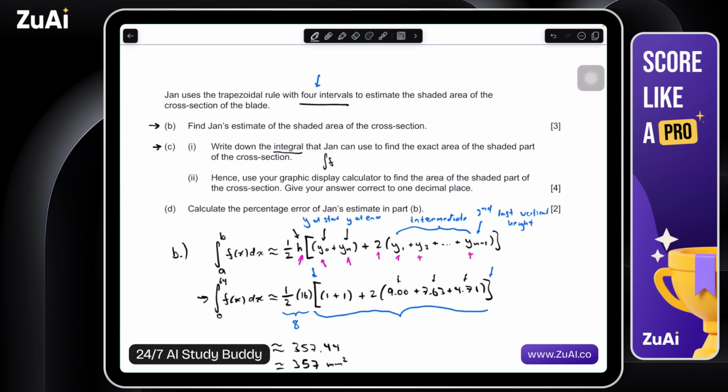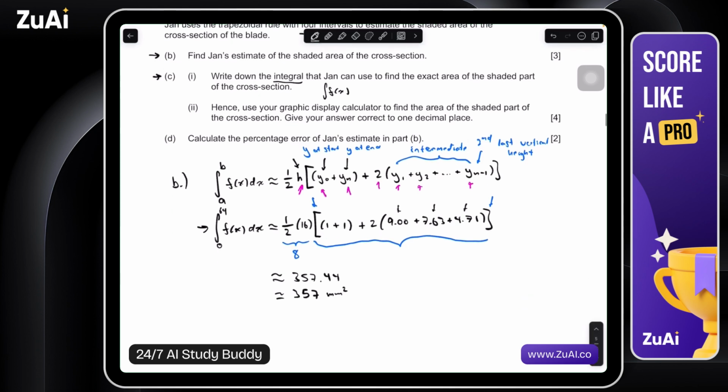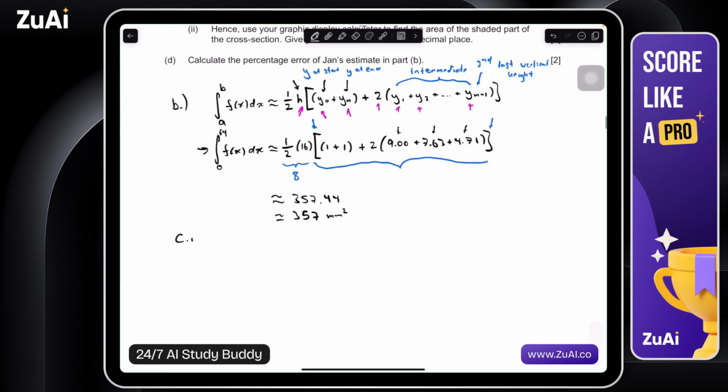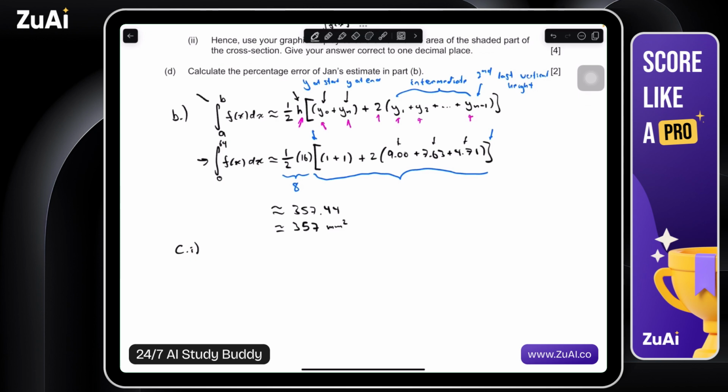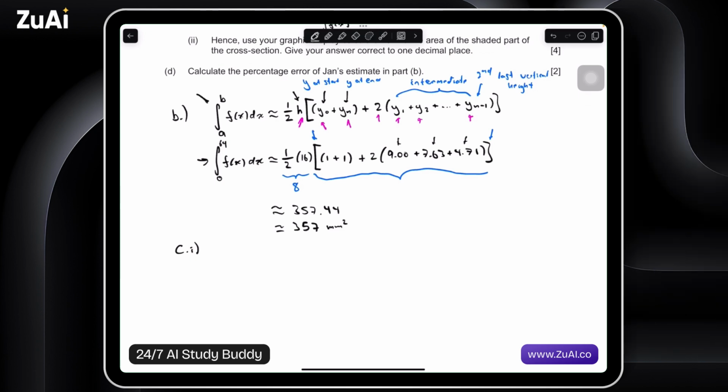So the sum of some function that we can use to find the exact area of the shaded part. Alright, so this is C1. So this is our integral essentially up here. And it might look a little intimidating, but let's work it out. So this we can think of as the sum. And then we have our starting points and our ending points. So this is the start, this is the end, and then we have our function.